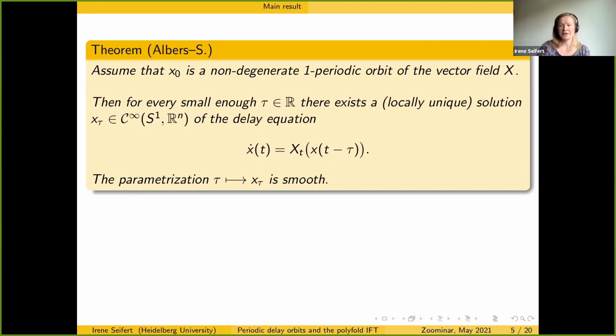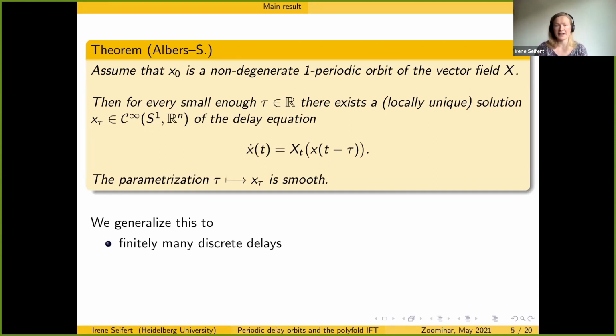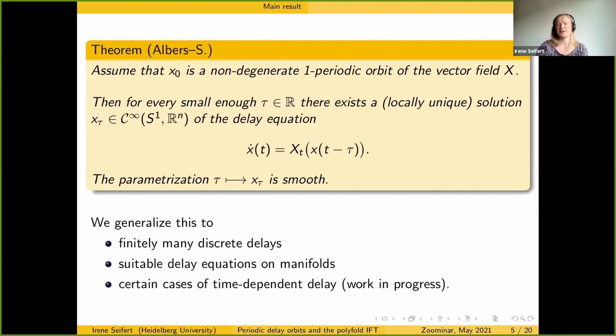And we can then generalize this also to finitely many discrete delays, or to suitable delay equations on manifolds, or hopefully also to certain cases of time-dependent delay. We'll come to that at the end of this talk.